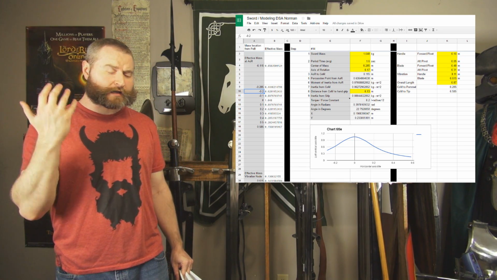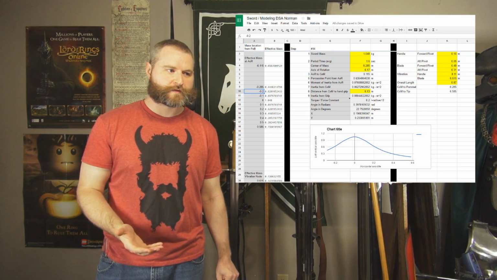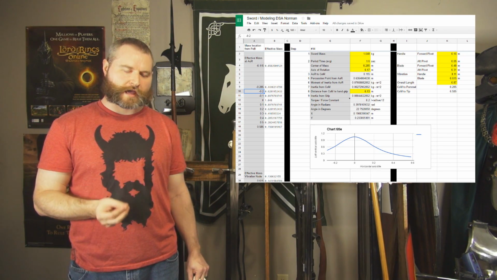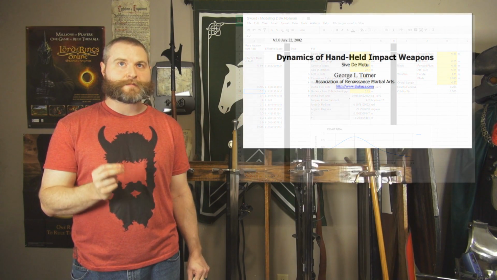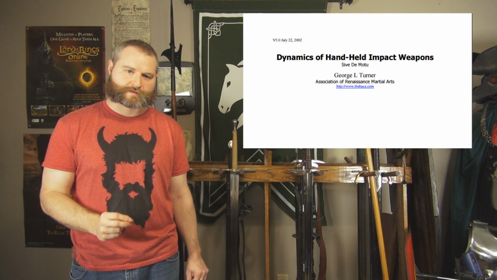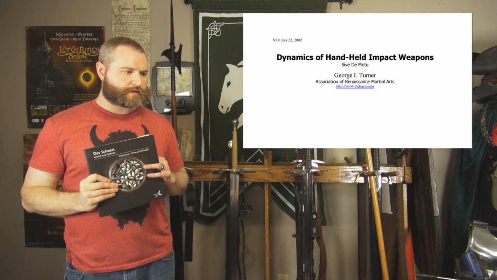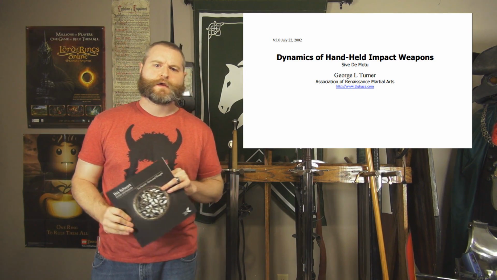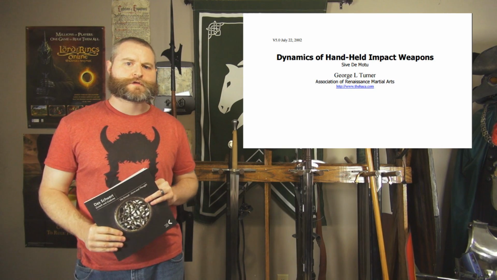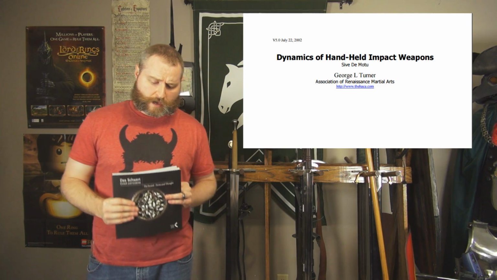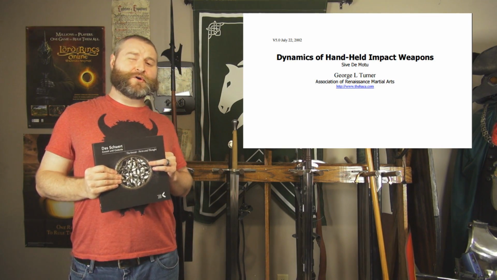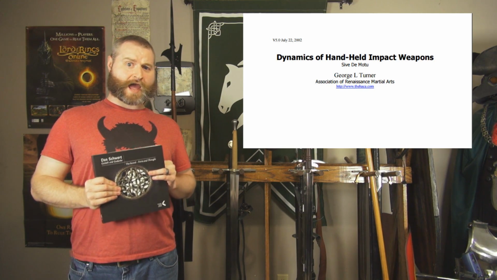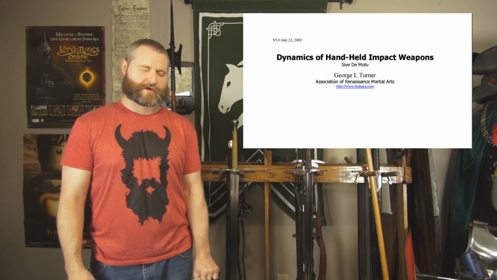So, in doing my research, I came across a paper by George L. Turner, and it's called The Dynamic of Handheld Impact Weapons. He did this back in 2002, I believe is when it was. It is published out of the Association for Renaissance Martial Arts. And my goodness, I had a hard time consuming this information.